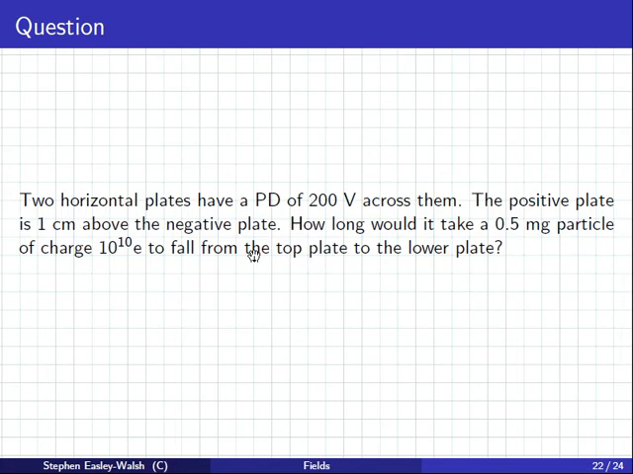Okay, so I'll give you a minute for this one. My tip is first get the force, then the acceleration, then the time. Yeah? Force first.